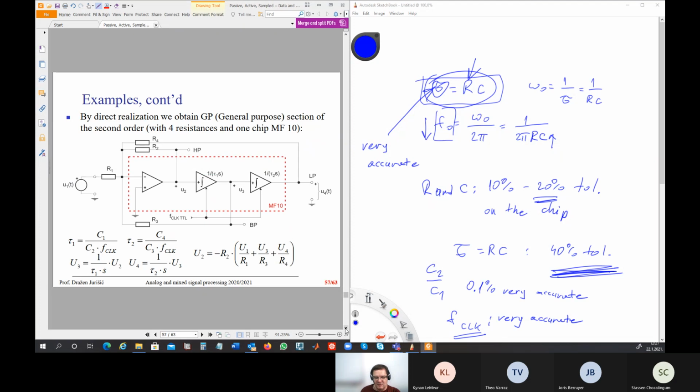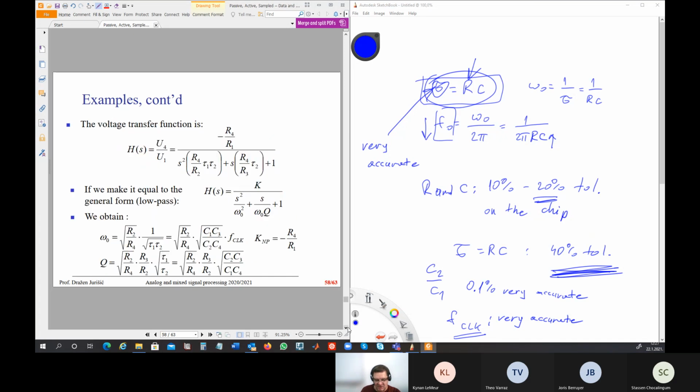Okay, now we remember the general purpose section, which has two integrators and one adder. Here are the positive switch capacitor integrators. This is the chip MF10. You can look it up on Google. If you want to derive the equations, they look like this. This is not a big deal. This is the amplifier at the input, and then you have to add all those signals together to obtain U2. After some calculation, you will have the transfer function, and you can read omega 0, Q, and K of the low pass transfer function.